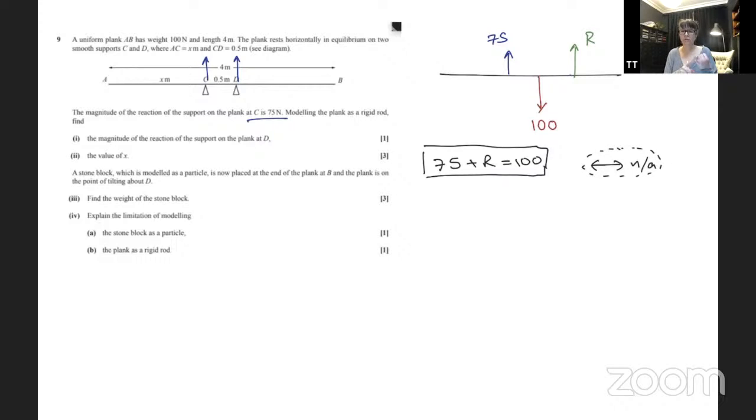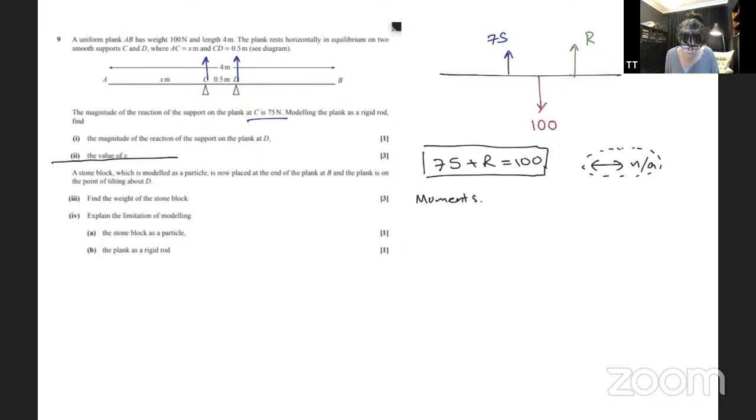Forces on, resolve any diagonal ones. Up is down, left is right, moments. So let's just see whether we can answer to here with what we've got so far, or whether we need to do some moments in order to get that far. The next step is going to be the moments.